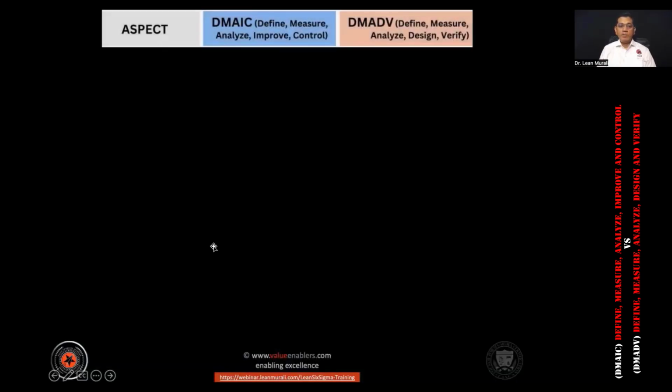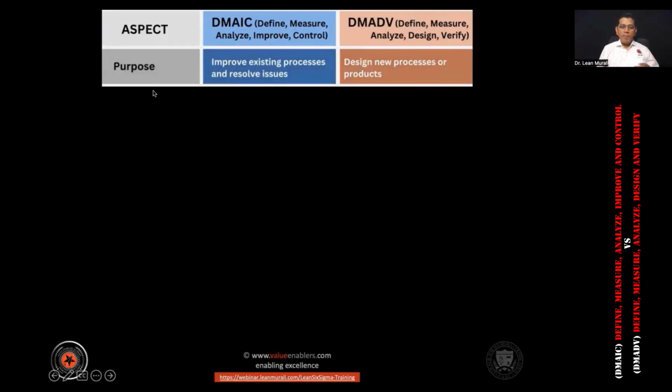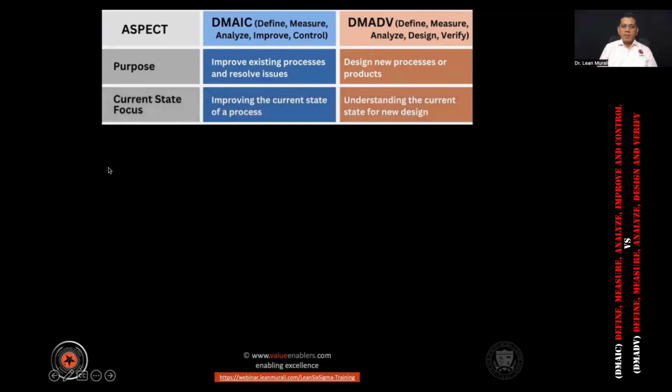All right, now let's go deeper. Now the aspect is to see DMAIC and DMADV, which is define, measure, analyze, improve and control here, and define, measure, analyze, design and verify. Okay, that's the aspect. Now the purpose, we said, is to improve existing processes and resolve issues in DMAIC, whereas in DMADV, we said design new processes or design new products. Now, the current state focus is improving the current state of the process, whereas the focus here is to understand the current state for a new design.